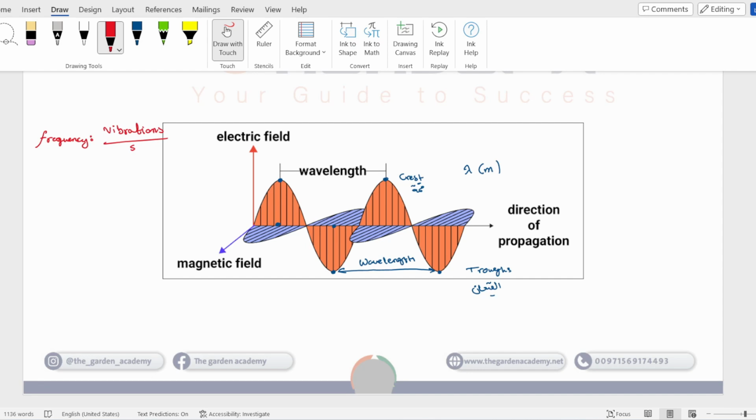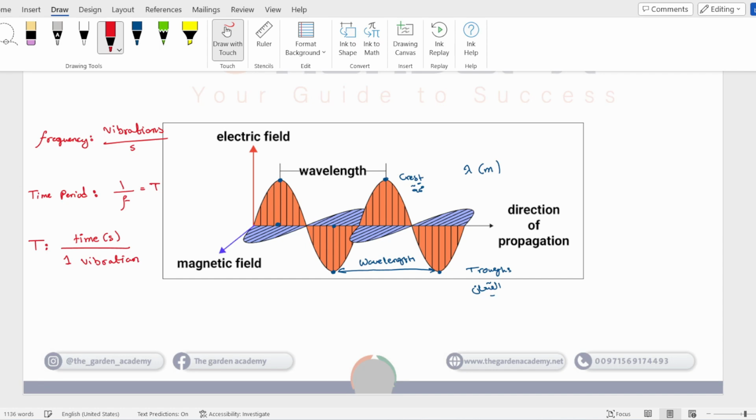And there is also something called the time period. A time period is the reciprocal of the frequency. It's 1 over f is equal to T capital. T capital is the time period. And what is the time period? T capital, a time period, is the time needed in seconds to complete one full vibration.